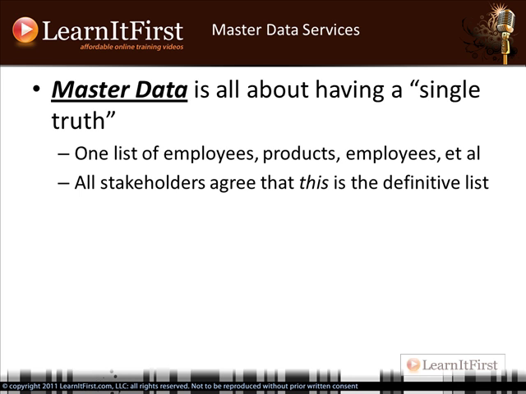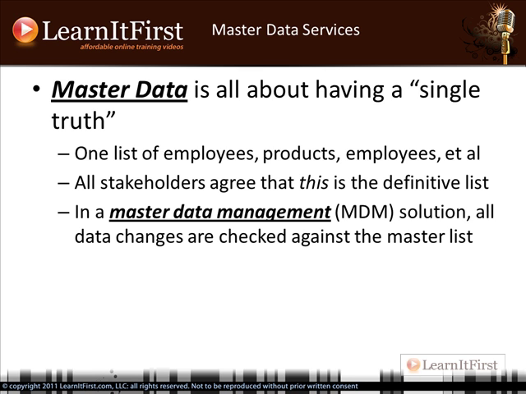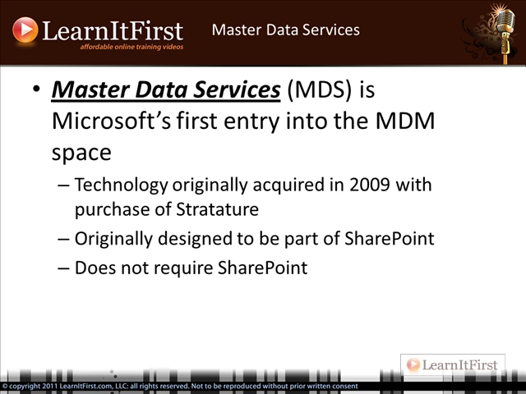And everybody within the organization recognizes this list of employees, this is the ultimate list. When a new employee joins, they only get added to this list. We're not adding them to 5 new databases. Okay? This is the list. And when you design what's called an MDM, a master data management solution, all of the data changes are checked against that master list. You try to add a new product to the system, it's going to check, is that product in the master data list? Okay? It's not going to have a localized copy of that. So this is what master data services is all about.